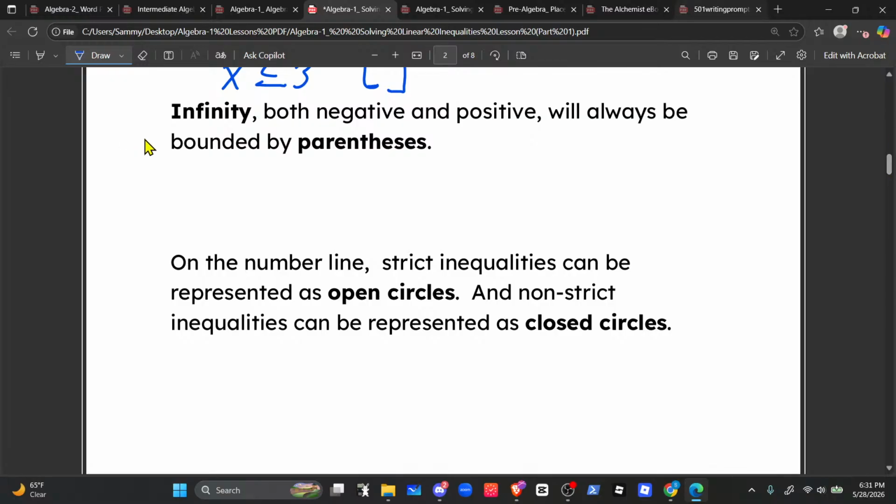One thing to remember is with infinity, both negative and positive will always be bounded by parentheses. So negative infinity and positive infinity will always be bounded by parentheses signs. Okay? Negative infinity and positive infinity are not numbers.